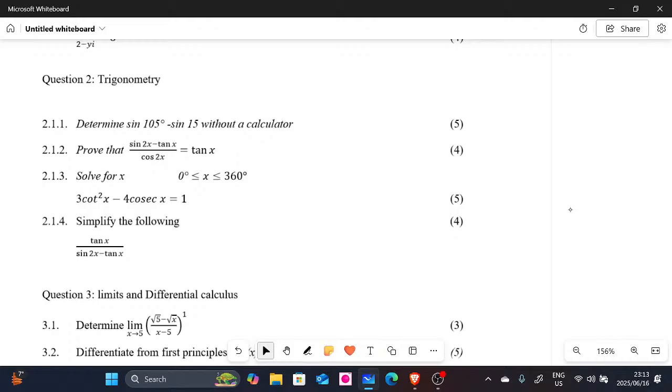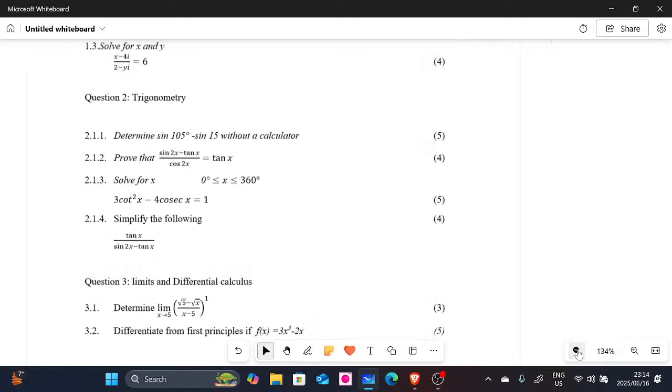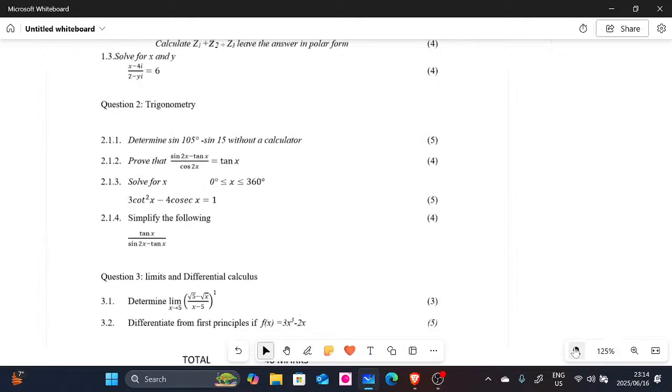Let's look at 2.1.2. Prove the following. So now you are given the left hand side and the right hand side. I don't remember doing this on the previous questions here, right? So let's do it, guys. Let me just create some space, people.